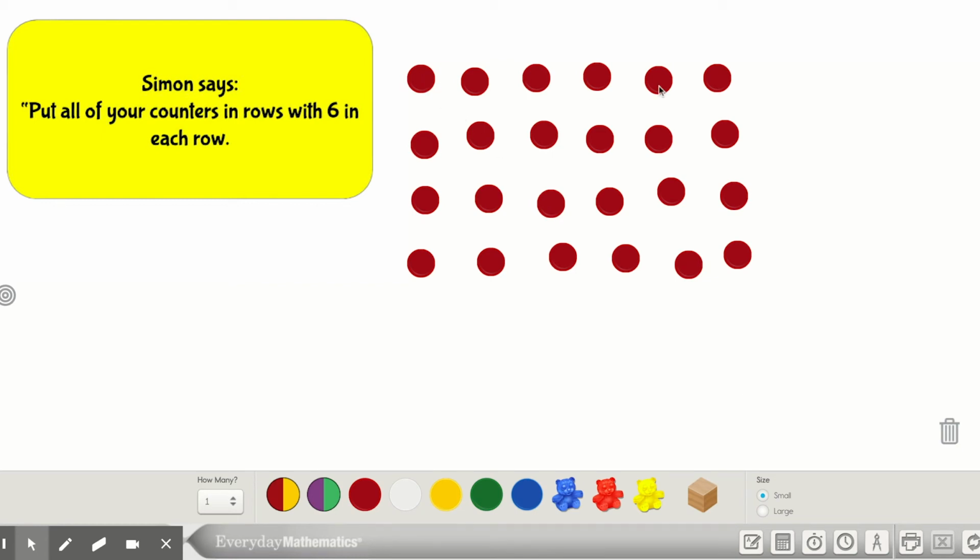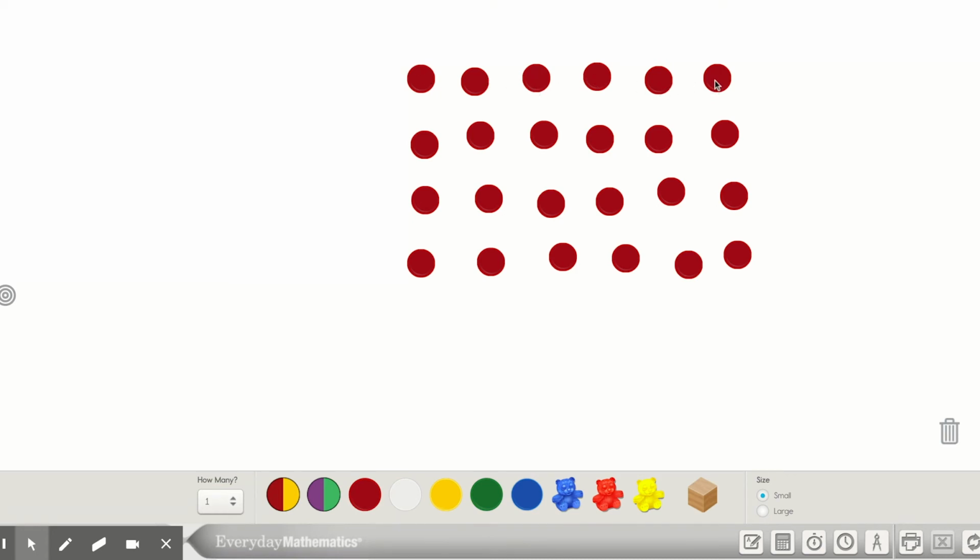So here's one row. We need six in a row. One, two, three, four, five, six. And you would then put six in each row. How many rows are there? Yes, there are four rows. One, two, three, four. Okay.